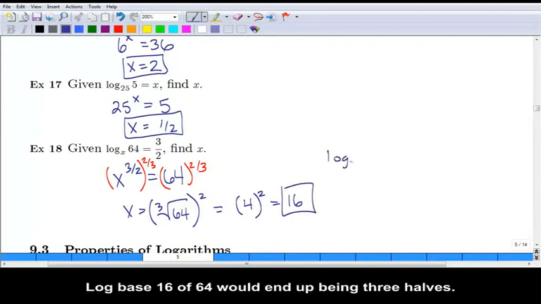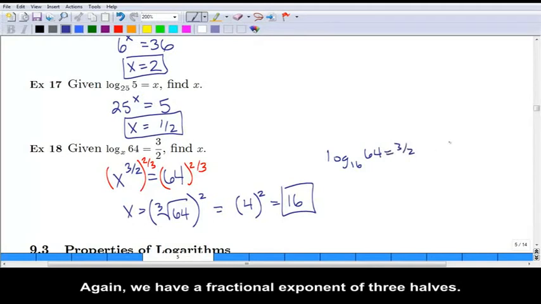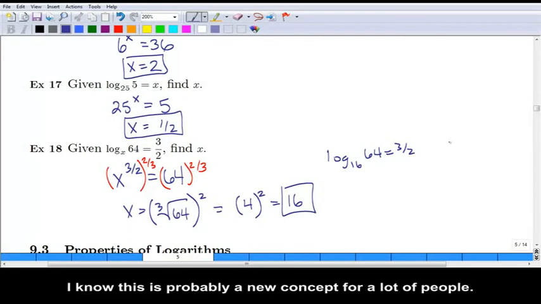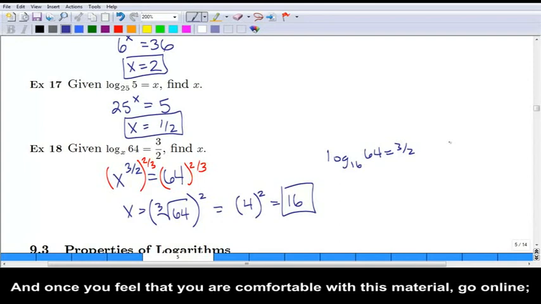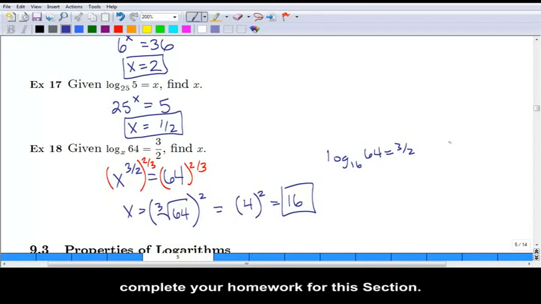Log base 16 of 64 would end up being 3/2. Again, we have a fractional exponent of 3/2. Go back and look at some of these examples. I know this is probably a new concept for a lot of people, so go back and rewatch this video if you're still confused by anything, and once you feel that you are comfortable with this material, go online, complete your homework for this section.